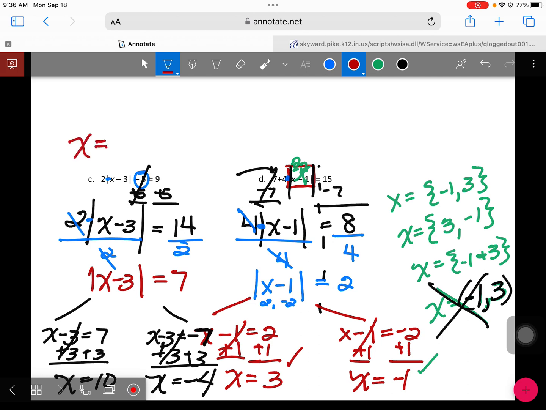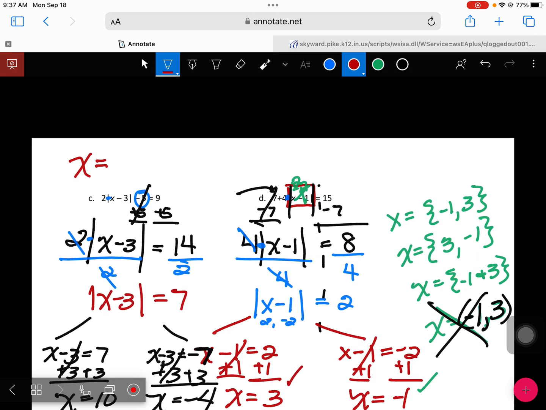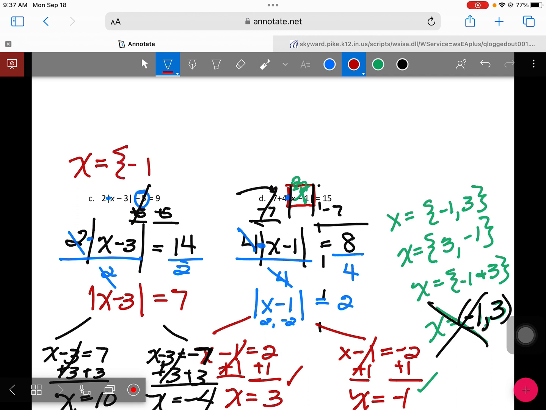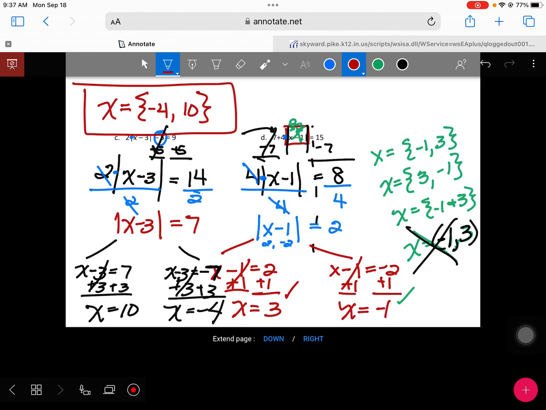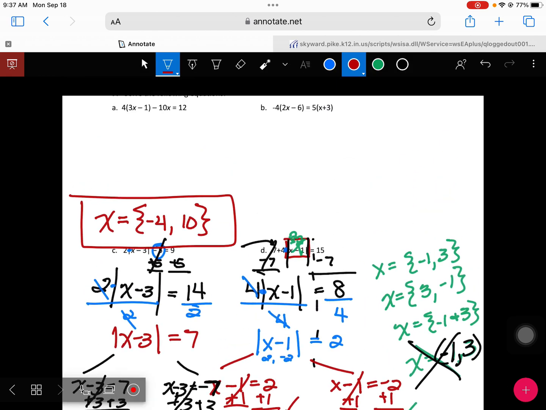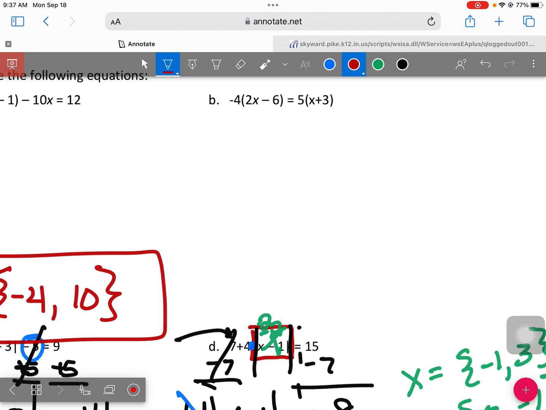Distribute. Yeah, because we can't simplify within the parentheses, right? So everybody inside parentheses gets a negative 4 on the left, and everybody on the right gets a 5. And what operation do I use when I distribute? Multiplication. So negative 4 times 2x, negative 8x, plus 24. That is a plus 24, because you have a negative times a negative, equals plus 15.